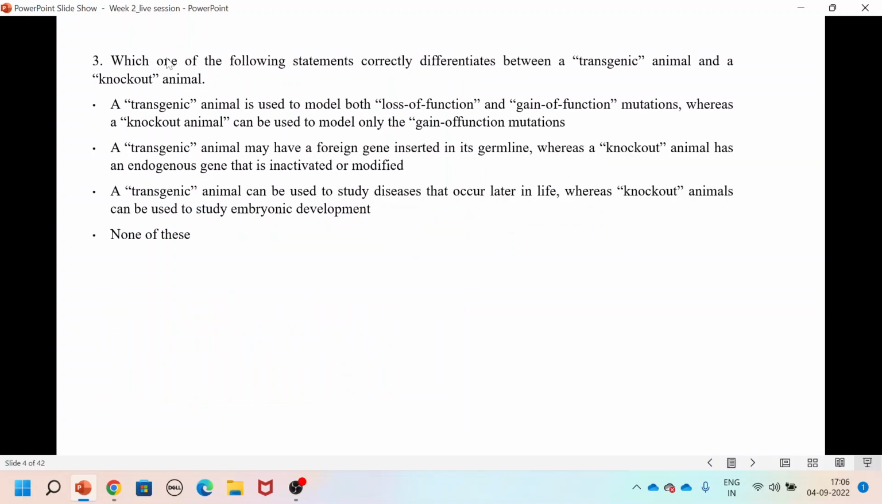Question number 3 is, which one of the following statements correctly differentiates between a transgenic animal and a knockout animal? Option A, a transgenic animal is used to model both loss of function and gain of function mutations, whereas a knockout animal can be used to model only the gain of function mutations. Second, a transgenic animal may have a foreign gene inserted in its germline, whereas a knockout animal has an endogenous gene that is inactivated or modified. Option C, a transgenic animal can be used to study diseases that occur later in life, whereas knockout animals can be used to study embryonic development. And option D is none of these.